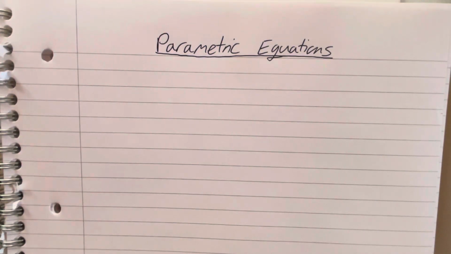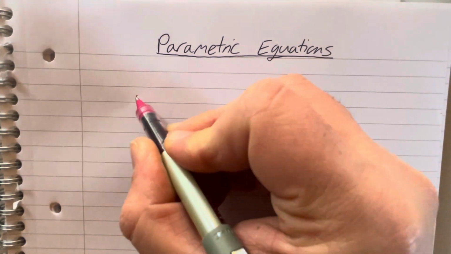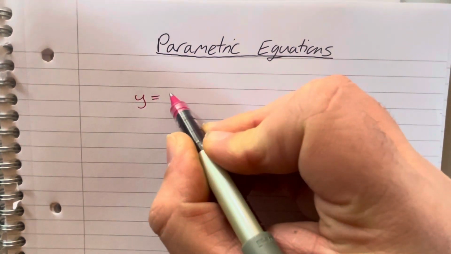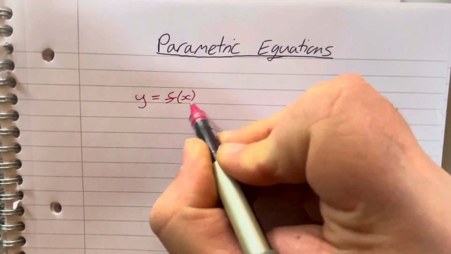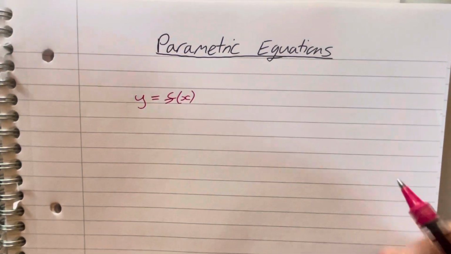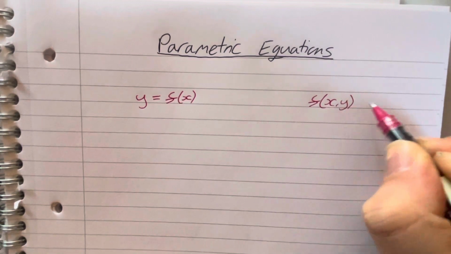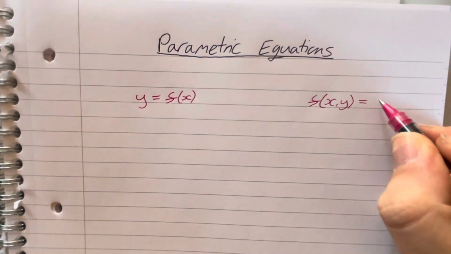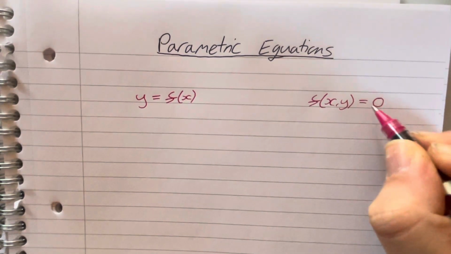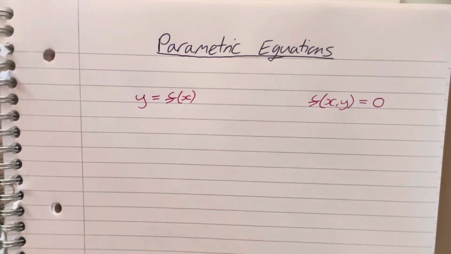Today I'm introducing you to parametric equations. Up until this point, most of your curves on the xy plane have been in the form y equals a function of x. Occasionally, you might have seen a function of x and y equal to some other function of x and y, or conventionally we put that to be 0.